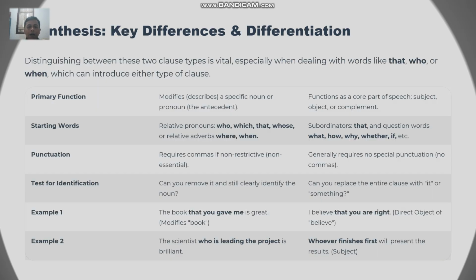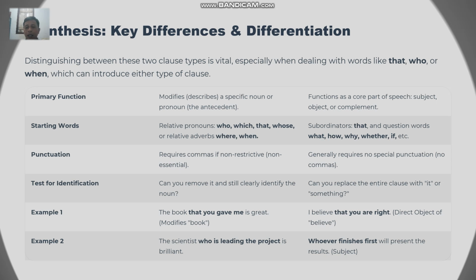Key differences and differentiation. Distinguishing between these two types of clauses is vital, especially when dealing with words like that, who, or when, which can introduce either type of clause. Primary function: adjective clauses modify or describe a specific noun or pronoun, the antecedent. Noun clauses function as a core part of speech: subject, object, or complement. Starting words: adjective clauses use relative pronouns, who, which, that, whose, or relative adverbs, where and when.